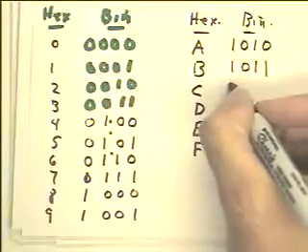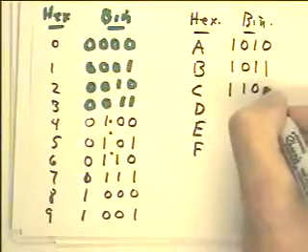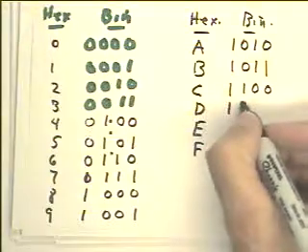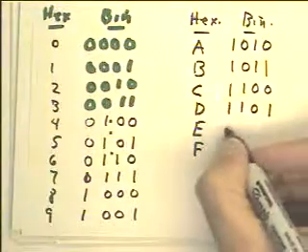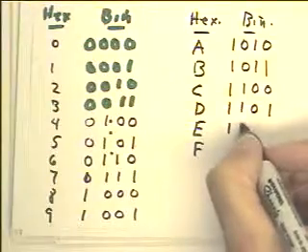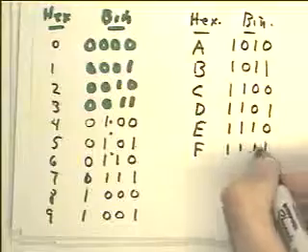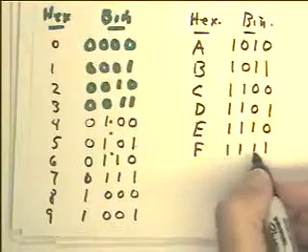C, which stands for 12, will require an 8 and a 4 and nothing else. D will require an 8 and a 4 and a 1. E requires an 8 and a 4 and a 2. And F requires an 8, a 4, a 2, and a 1.